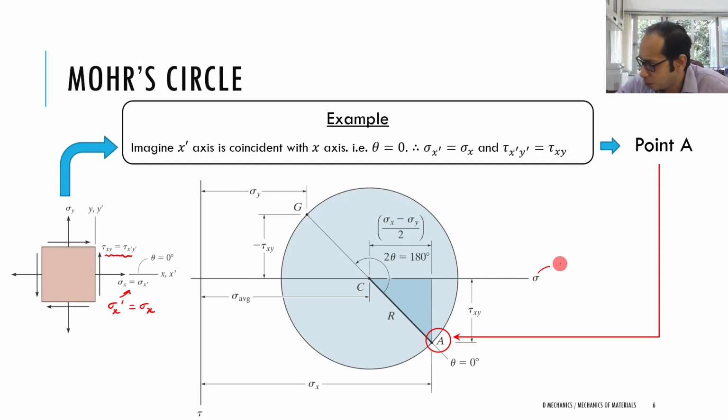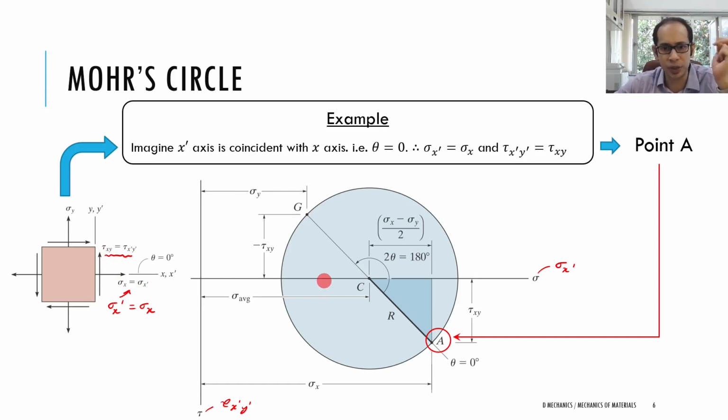So if you make a note of that, that is the sigma x prime, right? And your vertical axis is the tau axis, or maybe a bit more correctly, the tau x prime y prime axis that you have over here. So you see that in this element, where your sigma x prime equals sigma x, and we have a tau x prime y prime or tau xy. Now within a 2D plane, how many values do you need to get a particular point?